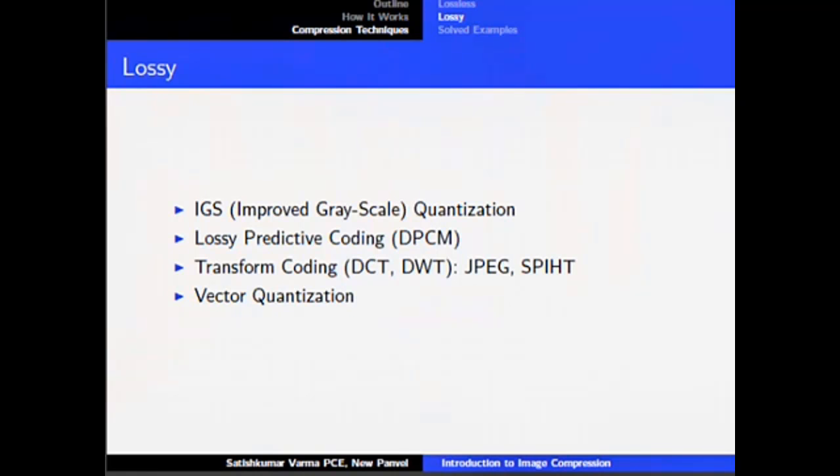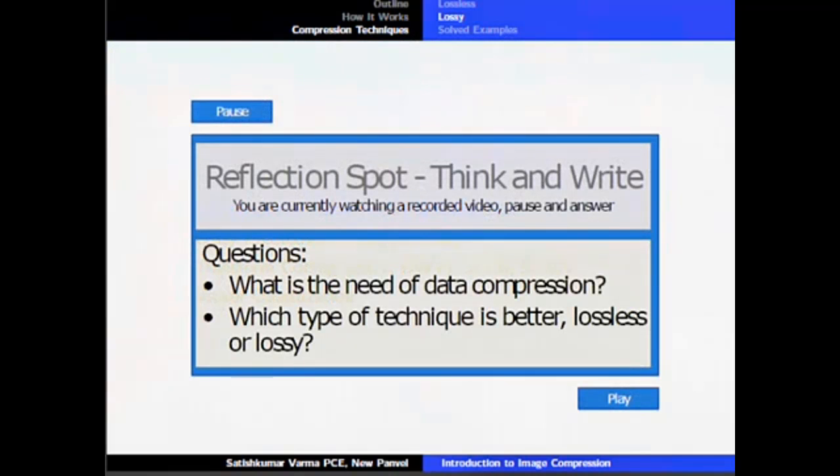So, let us move to a next reflection spot. Think and write now about these 2 questions. Pause a moment and try to answer these questions. Once you have finished your answer, play this video.